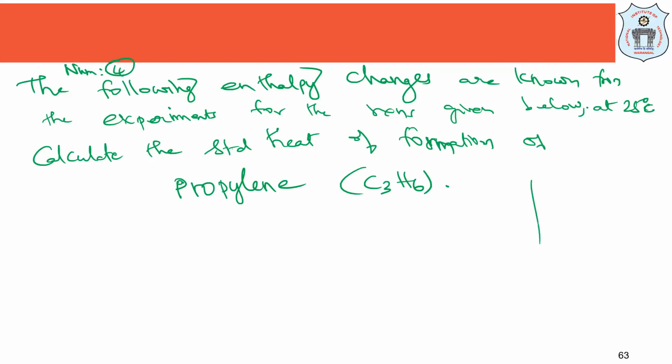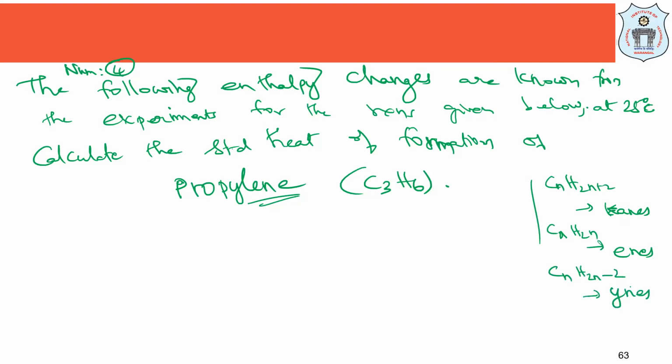Remember, why you got lean means, you know that CnH2n+2 is alkanes. When we have CnH2n, it is enes, alkenes. Similarly, when you have CnH2n-2, it is ynes, alkynes.